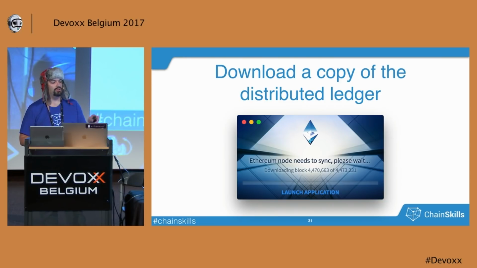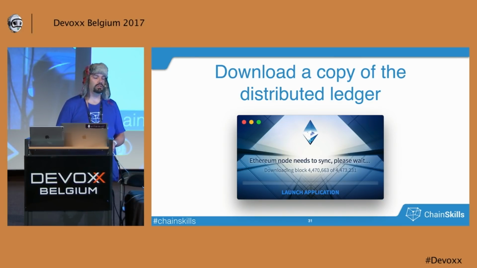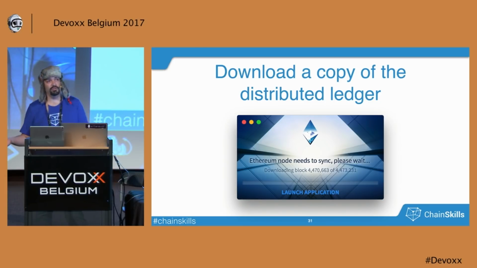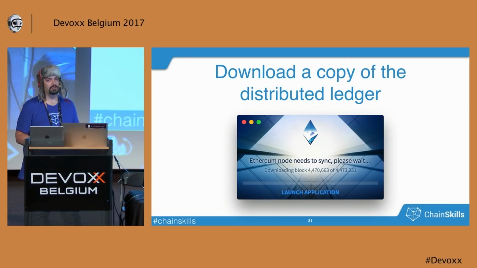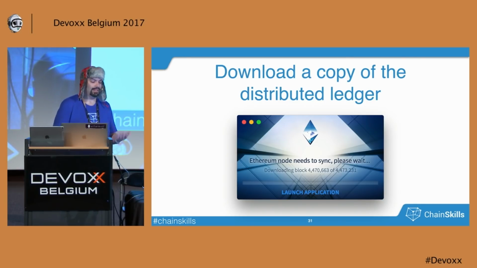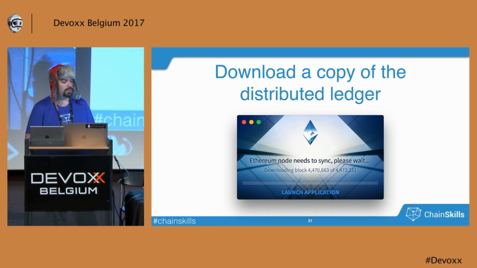Okay, right now, when you start a new node from scratch, it takes about 2 to 3 hours to download the entire Ethereum blockchain. The goal for the developers is to bring it down to under 10 minutes. But still, that's something that you need, at least if you want to start a full node.